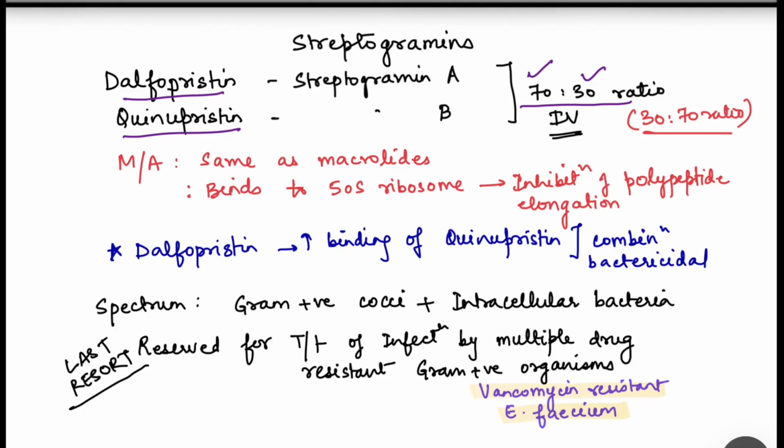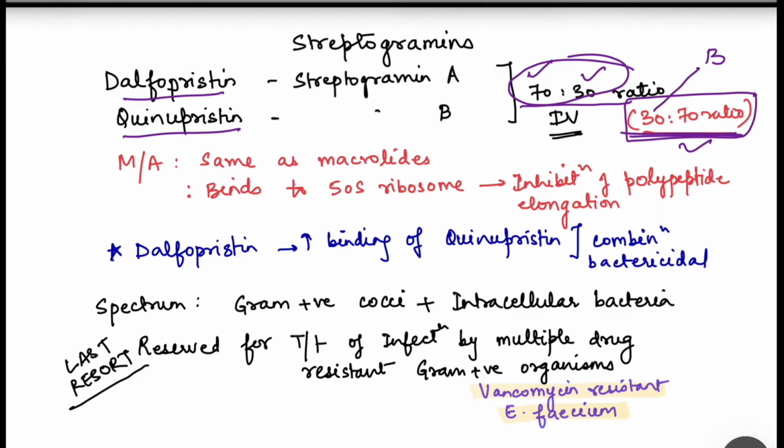However, in books you will see that it is given as 30:70 ratio. Actually 30 is streptogramin B. Okay, so even though it is given 30:70 ratio, it is streptogramin B. So that is why I have written here as 70:30 ratio. However, the convention is to use 30:70 ratio with 30 parts being streptogramin B.